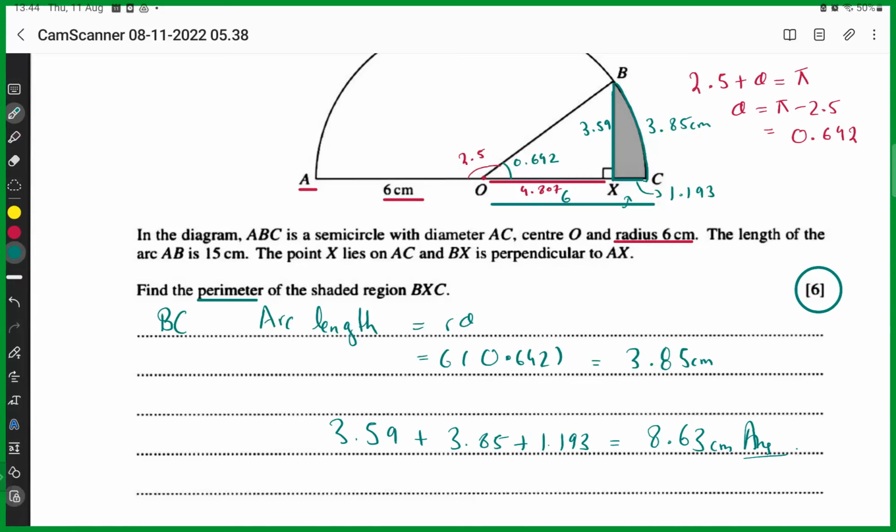All right, very good. Any difficulties with this question? Anything that you were not able to understand? No, Miss, everything's clear. Okay, perfect.